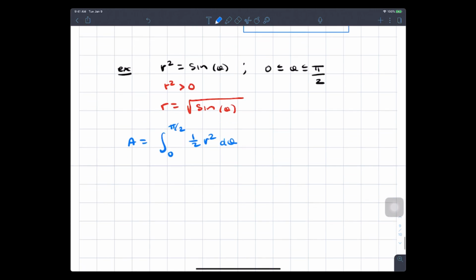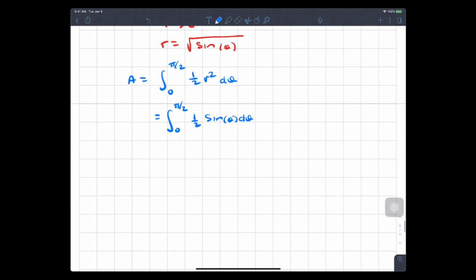Of course, you guys know you need an r squared. And the nice thing about this is that you already have an r squared. It's sine theta. So we have 1/2 r squared. So this becomes the integral from 0 to pi over 2 of 1/2 sine theta d theta. And I guess we could pull out our constant.